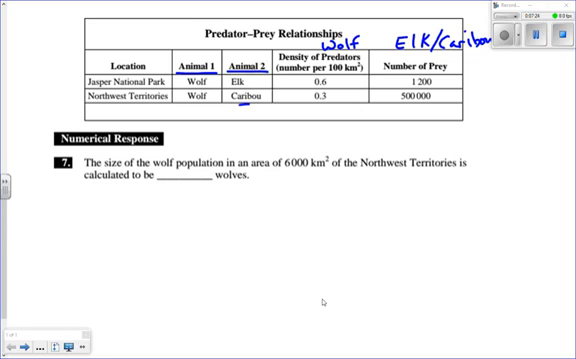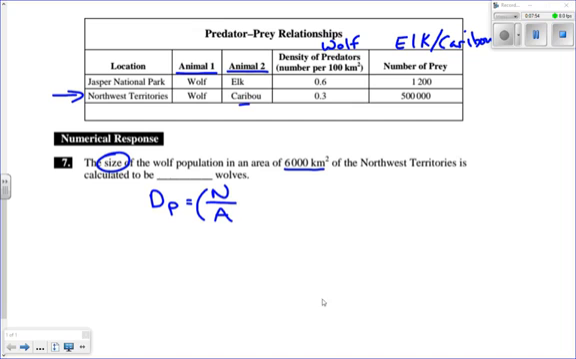All right, so what we're asked for in this case is the size of the wolf population in an area of 6,000 kilometers squared in the Northwest Territories. So we're concerned with this set of data. We don't need to worry about the Jasper National Park data. So we start with our formula. Density of the population is equal to the population size divided by the area. And what we're being asked to calculate in this case is the size of the population. So we need to find n.